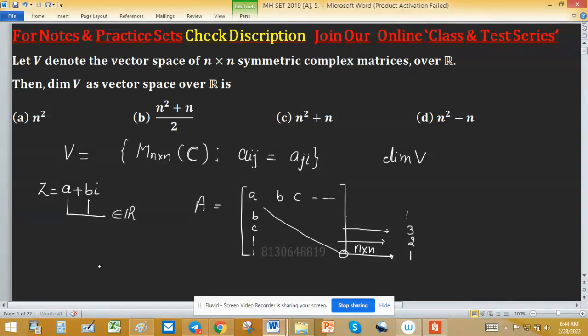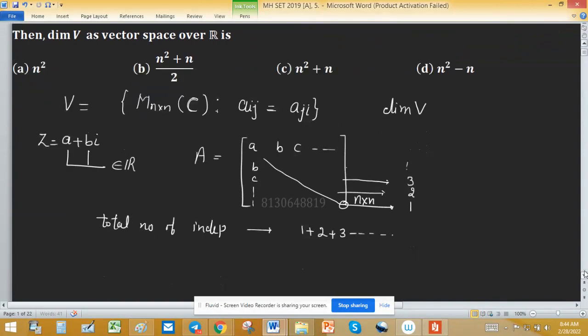So the total number of independent choices is 1 plus 2 plus 3 and so on up to n. This is nothing but the sum of the first n natural numbers, which can be found with the help of the formula n into n plus 1 divided by 2.